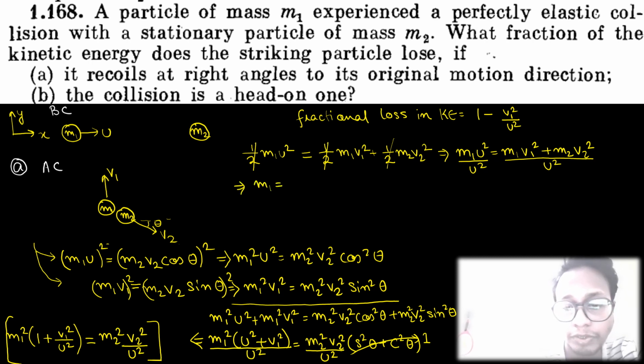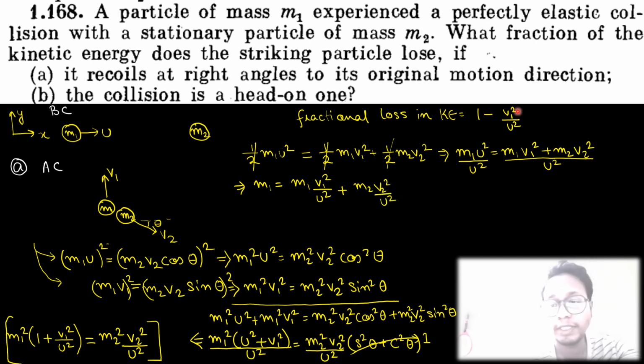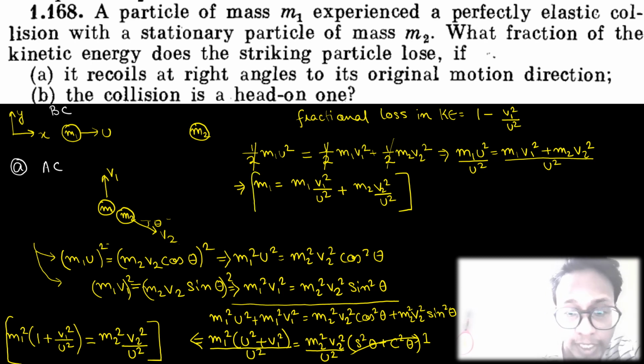m1 is equal to m1 v1 square by u square plus m2 v2 square by u square. Now I have to find out this term, 1 minus v1 square by u square. And in this term there is no use of v2. So somehow, in these two equations, this is the equation I obtained from conservation of kinetic energy, and this was the equation I obtained from conservation of momentum. Using these two equations, I have to make this component of v2 square disappear.